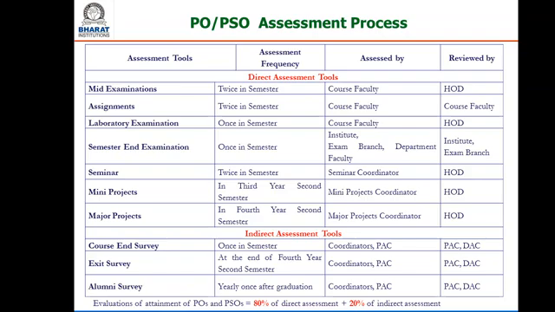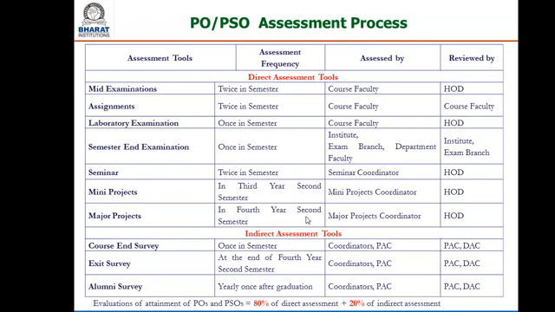Various tools are used here: mid examinations and assignments for every theory course. If the course is a laboratory practical course, we will take the lab exam also. Then the end exam for theory courses is the external examination. For laboratory also we have an external examination. Then seminar: fourth year UG students have a seminar presentation. Then they have a mini project and a major project. So all these components are considered for a particular course.